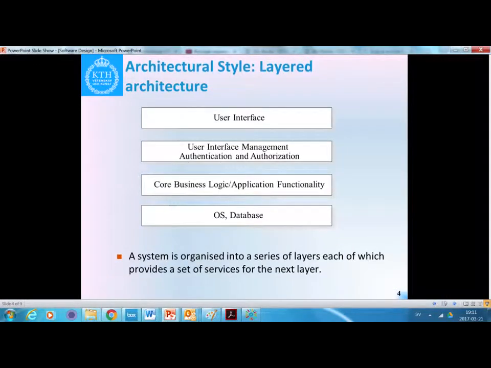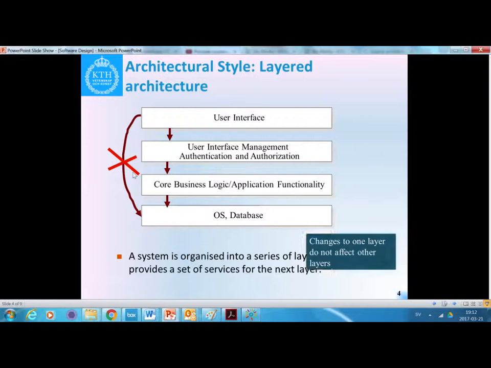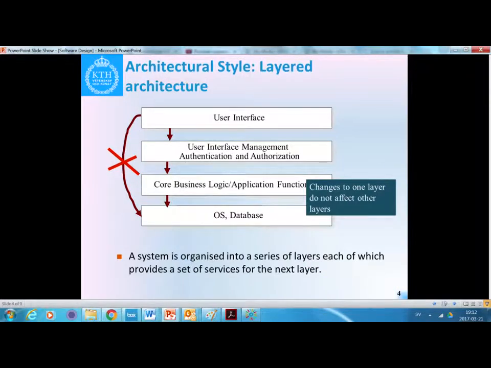The architectural style called layered architecture means that a system is organized into a series of layers, where each of them provides a set of services for the next layer. So the layers communicate with each other. Never ever should the front levels communicate with the lowest levels, because this may imply some problems. There are many problems related to it. I don't have time in this course to discuss it.